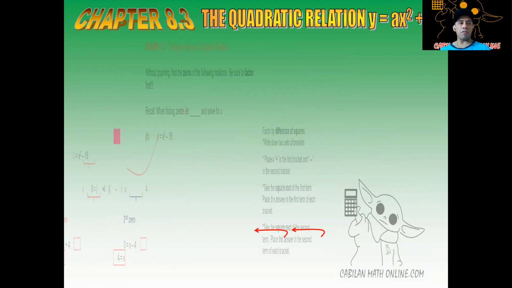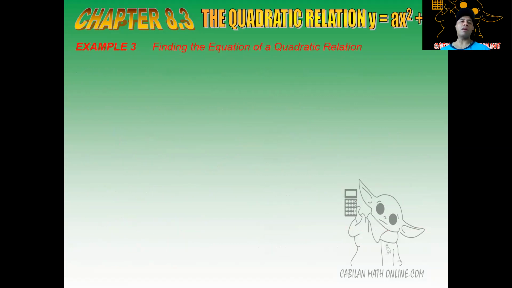All right, let's proceed over here. So now what we want to do is use a little bit of algebra to figure out the equation of a quadratic relation. So this is a new topic to you. Now, it's very similar to how we found the equation of a line back all the way in chapter 3. The only difference in this case is we're dealing with a quadratic relation.